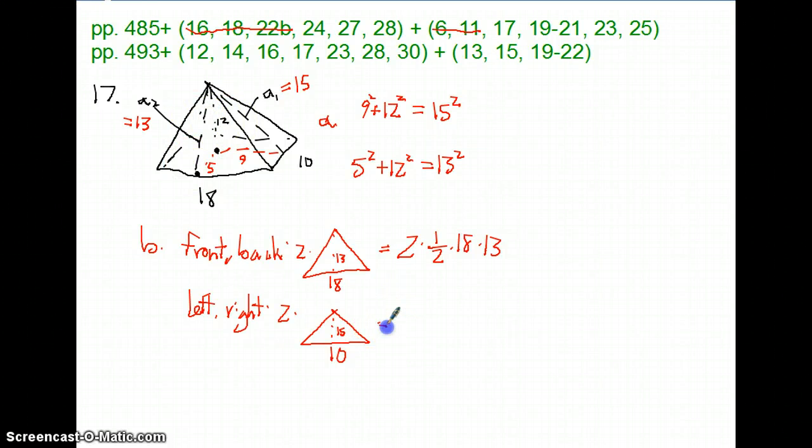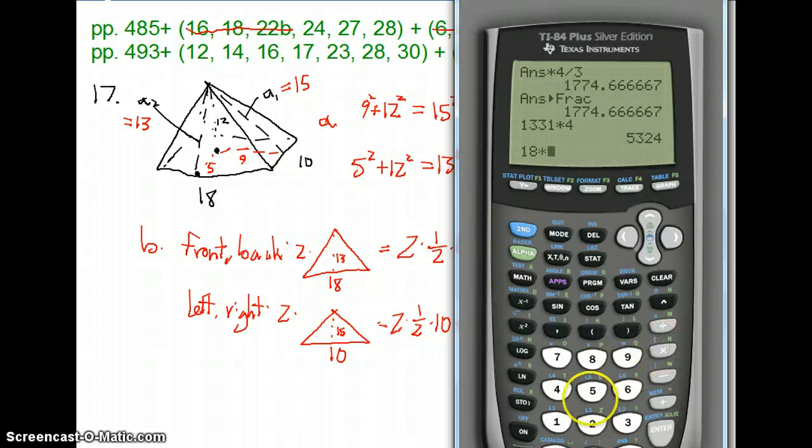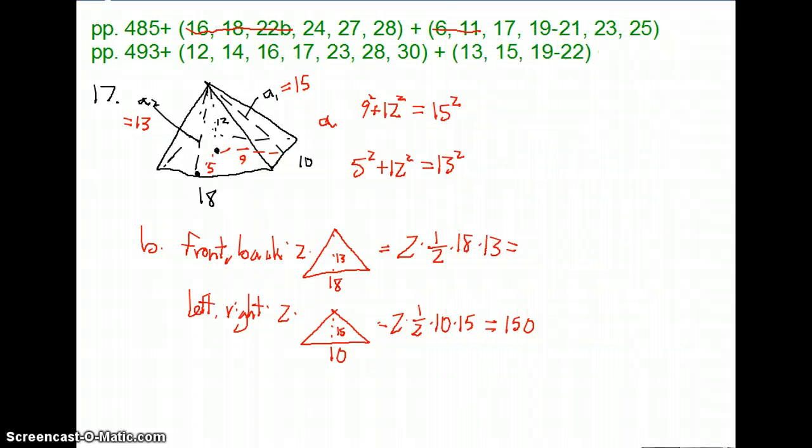So again, it's half times base times height, which is, oh, this one I almost did in my head, 2 times half is gone, 10 times 15 is 150, 18 times 13 I can't do in my head. Maybe I should be able to, but I can't. It's 234. So the total lateral area is add those up, and that would be 384. Nice. And that's it. Oh, this is how you do volume.